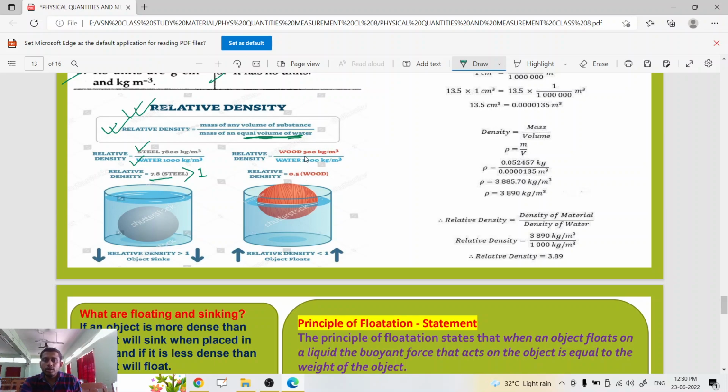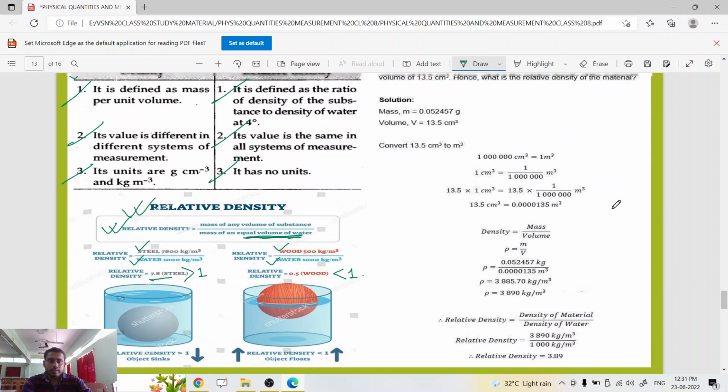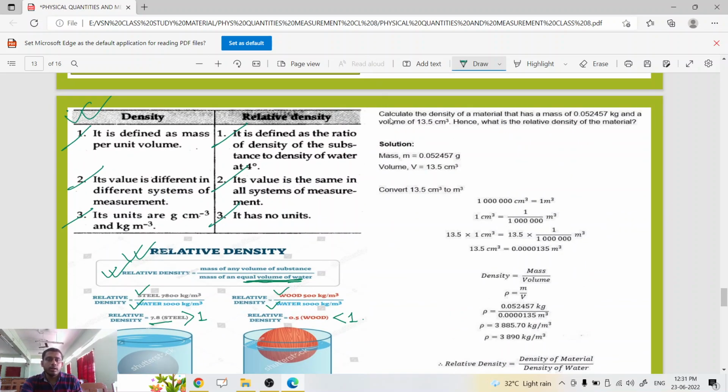But if we take wood, its density in the SI system is 500 kg per meter cube, and for water 1000 kg per meter cube. That means the relative density we get is 0.5, which is less than 1. That's why wood will float in water. And on the right side you can see another example, a numerical problem: calculate the density of a material that has a mass of 0.052457 kg and a volume of 13.5 centimeter cube. What is the relative density of the material?